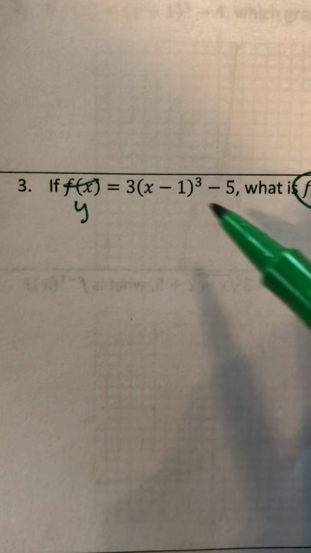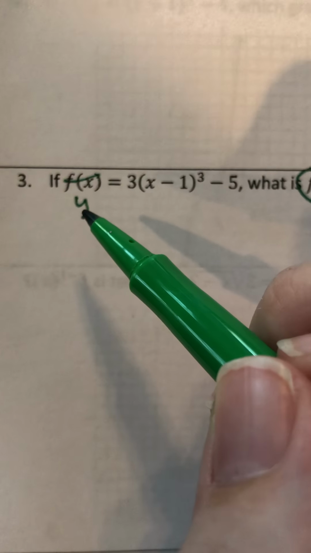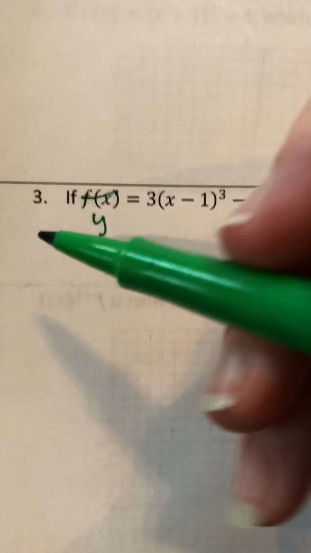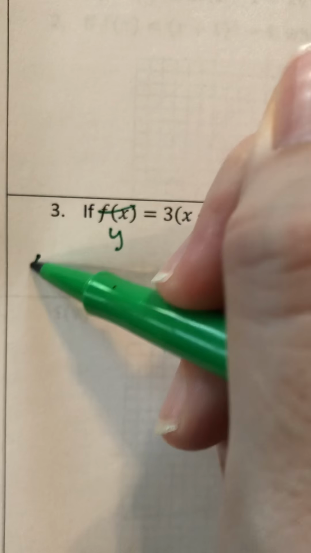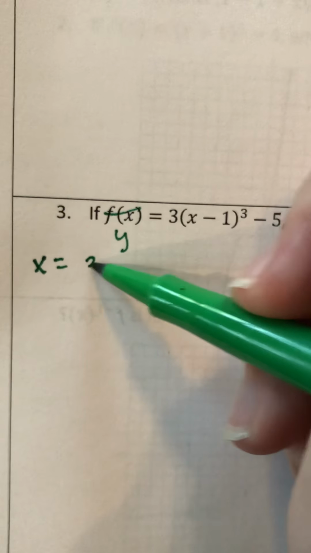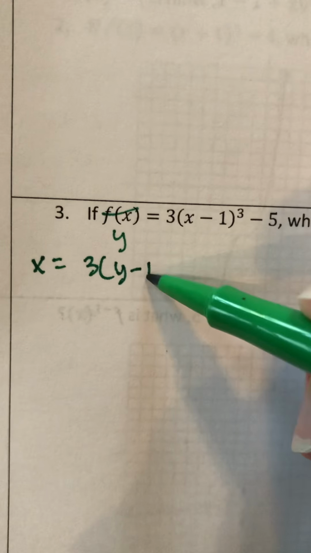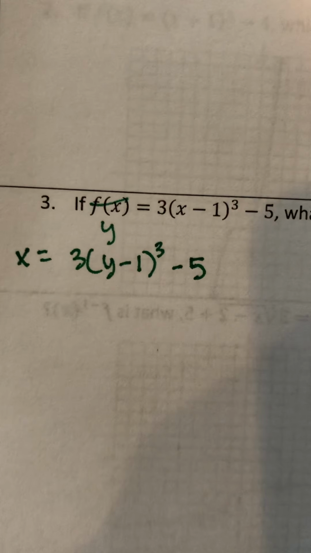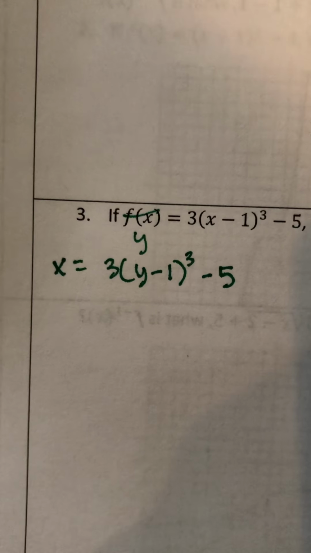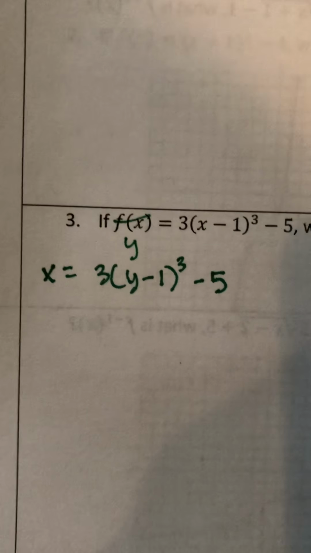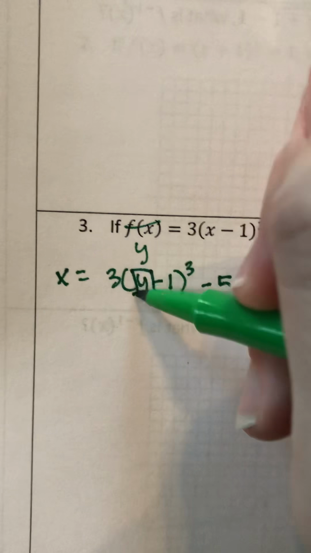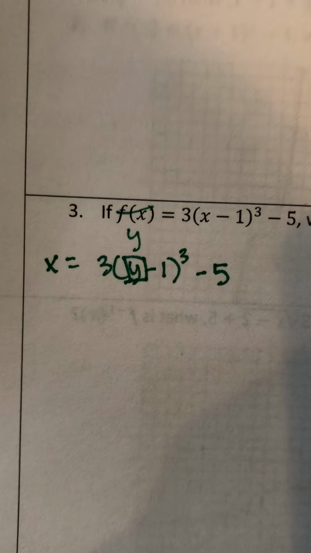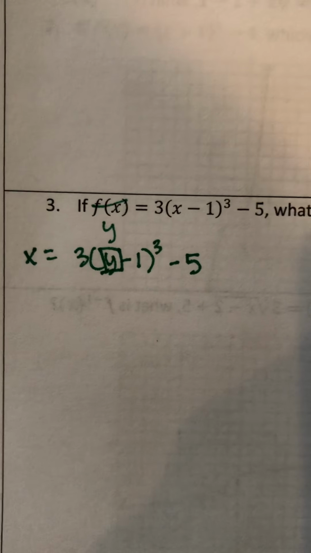So now we're gonna rewrite this equation, but instead of saying y equals, it's gonna be x equals. So we're gonna have x equals 3 times (y minus 1) to the power of 3 minus 5. Okay, so that's that very first step. Now, we're gonna be solving for y. So we have to use those inverse operations. Oh, isn't that ironic? Use inverse operations to find the inverse.